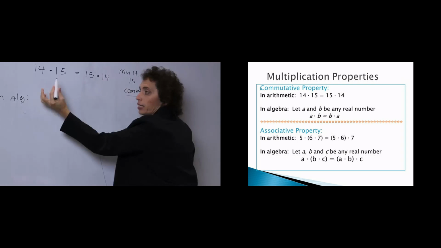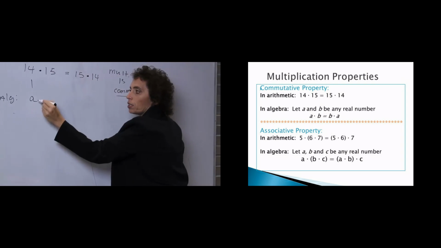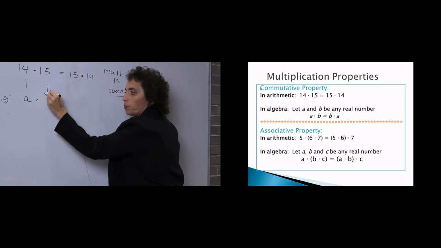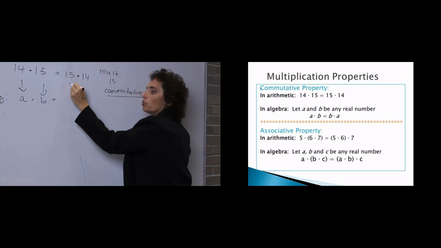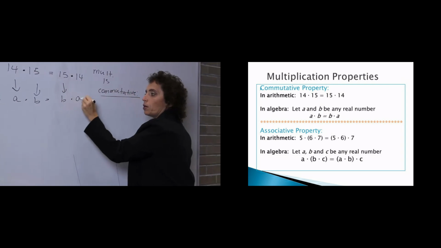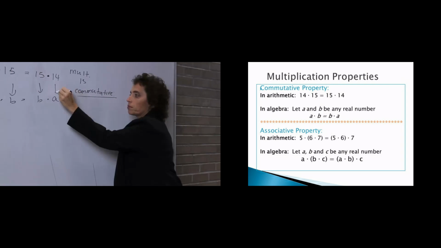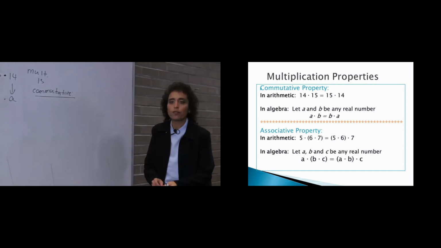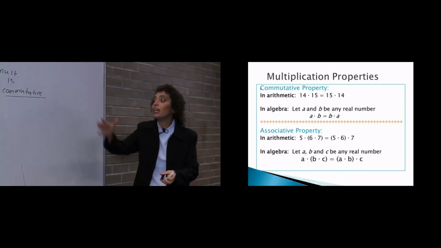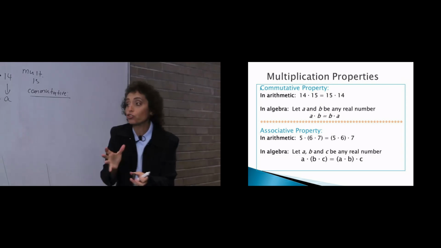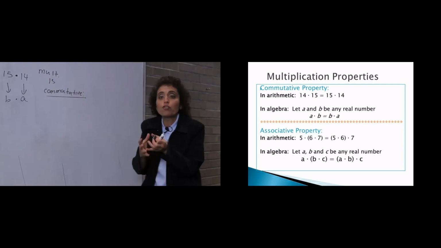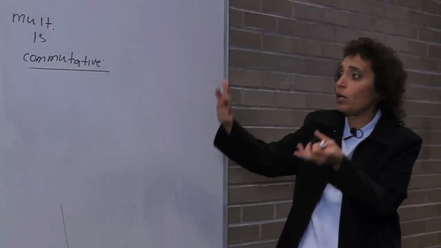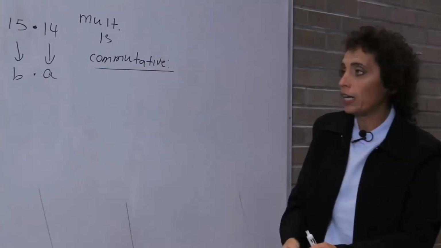In algebra, we'd say let A and B be real numbers. So if that's A and that's B, we would say A times B equals B times A. So again, multiplication is commutative. So far we know addition is commutative and multiplication is commutative. That makes total sense because addition and multiplication are related. Multiplication is repeated addition. So if it works in addition, it must work in multiplication. So it kind of makes sense.